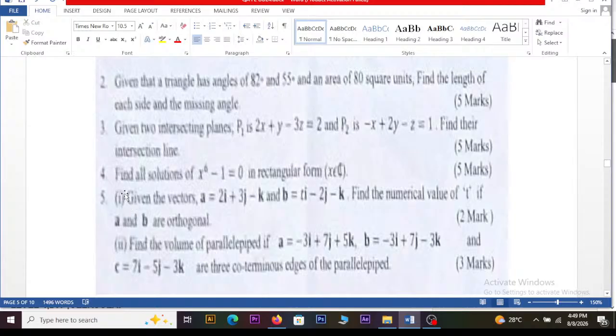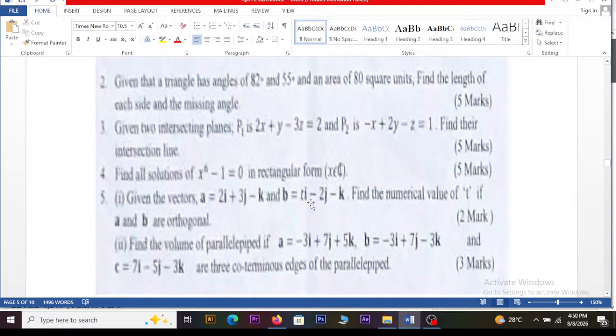Question 5 is divided into 2 sections, Roman 1 and Roman 2. Given the vectors A is equal to 2i plus 3j minus k, and B is equal to what is this?